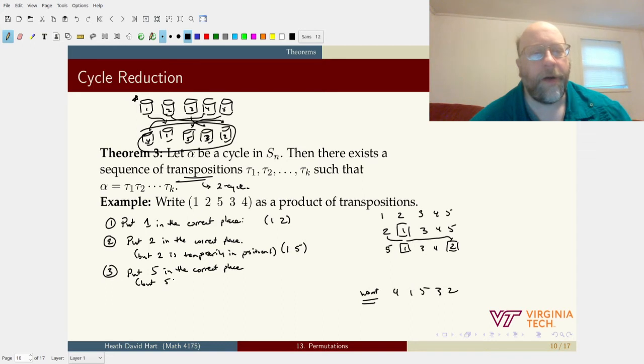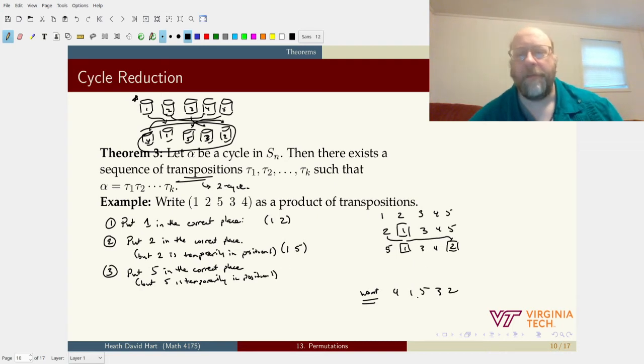But 5 is temporarily in position 1. So I want the 5 to end up here, so I need to move the 5 to position 3. So the thing in position 1 will switch place with the thing in position 3. And so now we have 3, 1, 5, 4, 2.